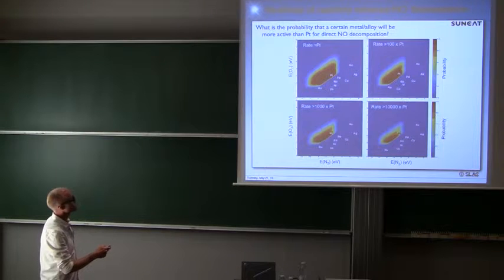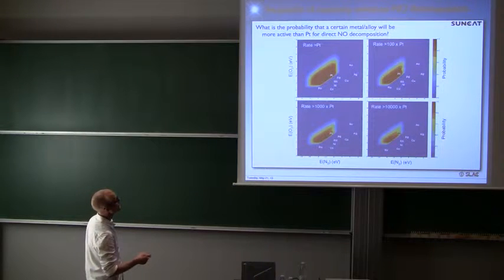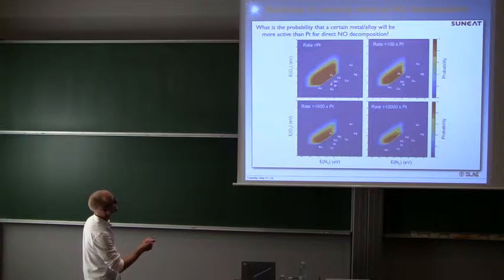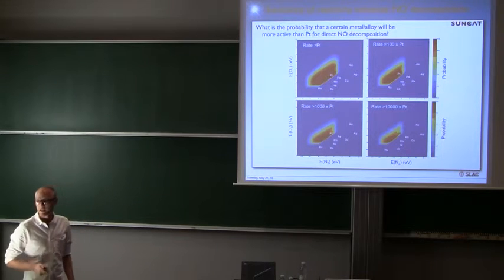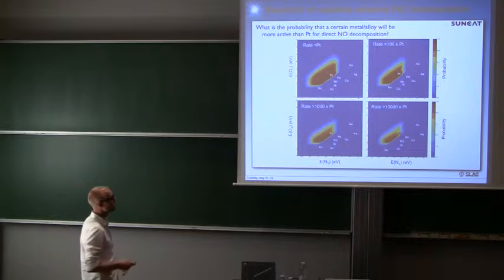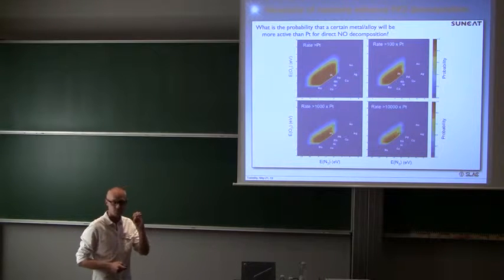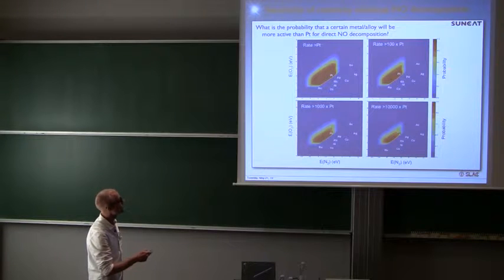Four different plots here. In the upper left one, we simply have a probability scale ranging from 0 to 1 on each side. So this area in here simply shows the area on the volcano where you should go if you want to find a metal or an alloy, a compound, whatever, that's more active than platinum. When using these ensemble techniques, we can also say, okay, where should I go if I want a high probability of finding an alloy that's more than 100 times better than platinum? Or say more than 10,000 times better than platinum? We really should want to go down here.